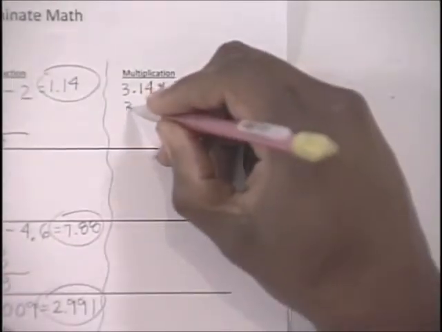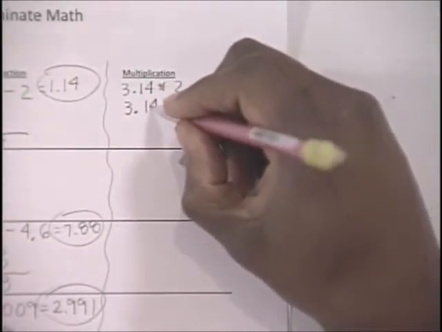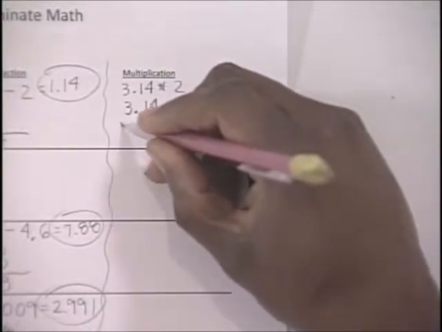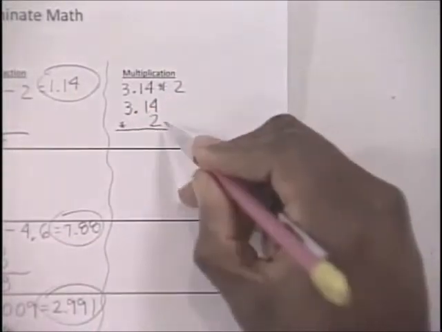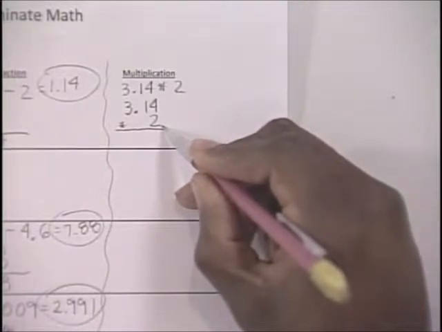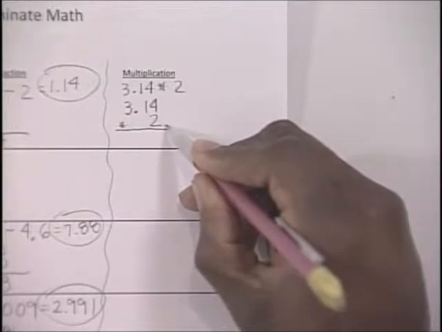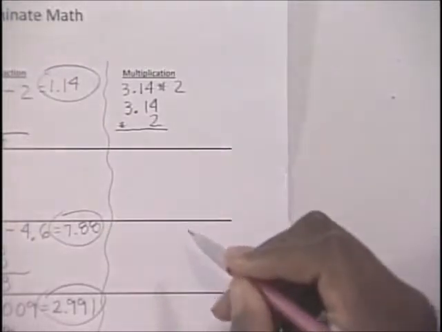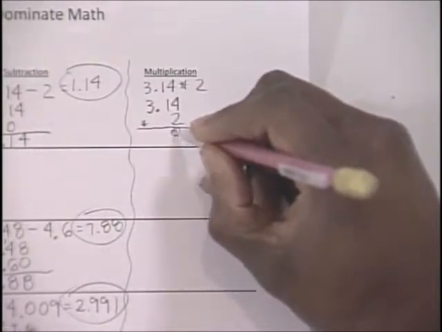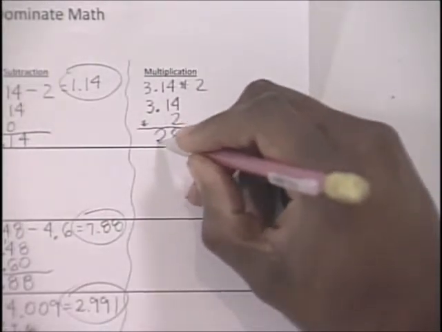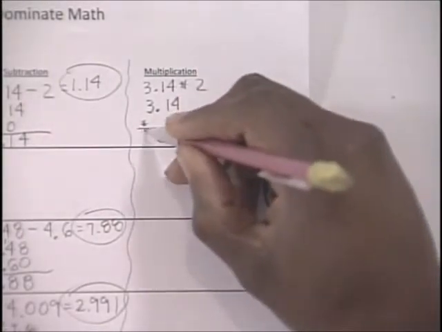Here we go. So we have 3.14 times 2. The decimal point is behind the 2, but it's not necessary for this decimal point to be here. All we're going to do is multiply normally. 4 times 2 is 8. 2 times 1 is 2. 2 times 3 is 6.